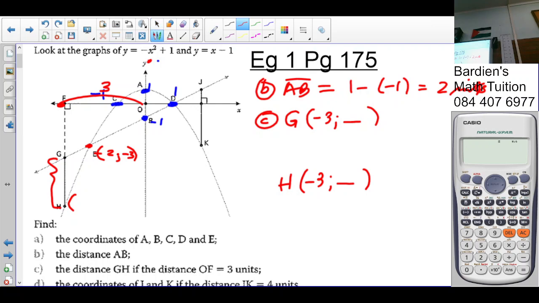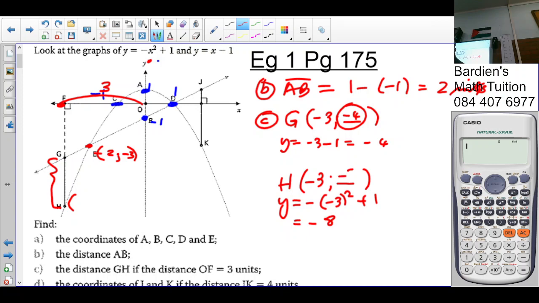Right. So once you substitute negative 3 into your straight line, you got y is equal to negative 3 minus 1, which is negative 4. Then on the other hand, you got y is equal to negative negative 3 squared plus 1, which is negative 8. Is that correct? So if this coordinate here is negative 3 and negative 4, and this was negative 3 and negative 8, then what is this length here?